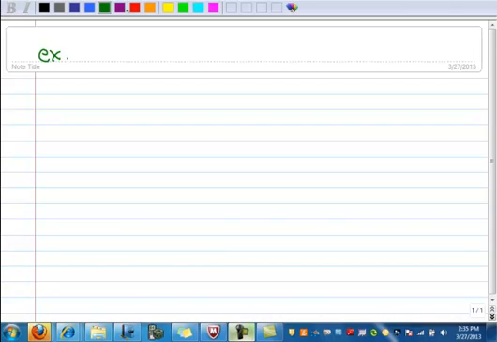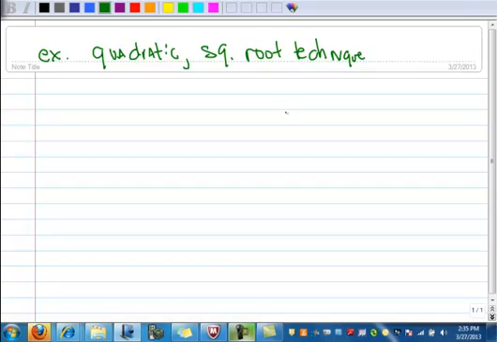Alright, let's do another example, and this one is going to be a quadratic. So we got some stuff going on here. The other two examples I just did were linear. We're going to do this quadratic with a square root technique. With a non-trig equation, that might look something like this.